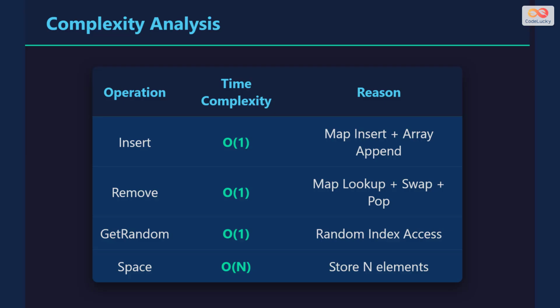Let's review our performance. Insert is O of 1. Remove is O of 1 because we avoided shifting elements. GetRandom is O of 1. Our space complexity is linear, O of n, as we store each element once in the array and once in the map. This meets all the requirements perfectly.